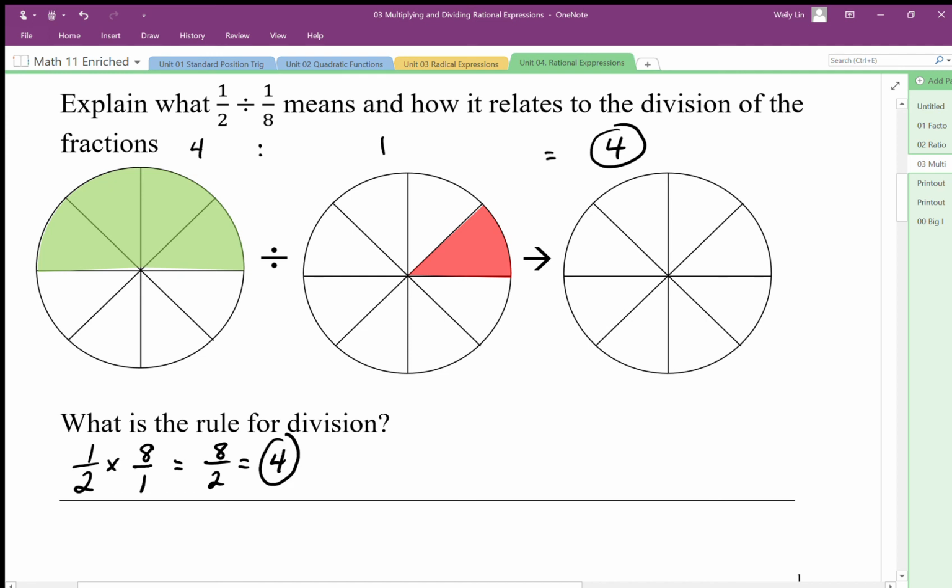Or we can show this as 4 when we use our times and divide strategy of just flipping our fraction, changing it to times and flipping our fraction. Really all this is doing is getting the times and divide in the right spots. Times on top, divide on bottom. Okay, so what's the rule for division? We can multiply by the reciprocal.